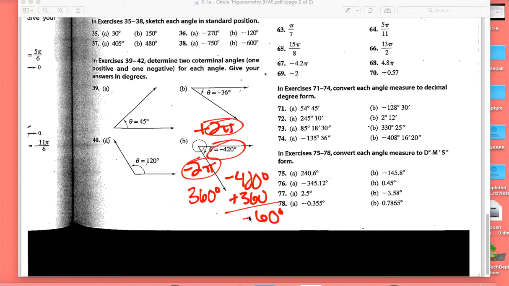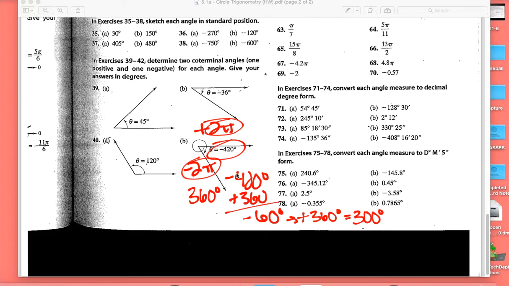So you could take your answer from here and add 360 to that one and say, okay, well then 300 degrees, that is finally a positive number, right? And 300 degrees would be if you went this way and ended right there. That's actually a positive number that is coterminal.